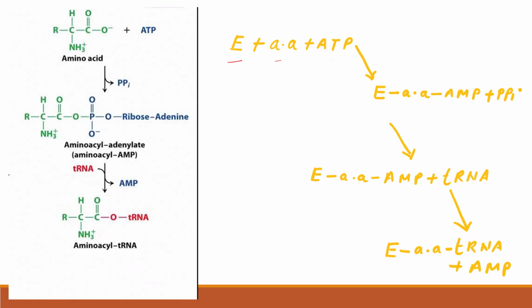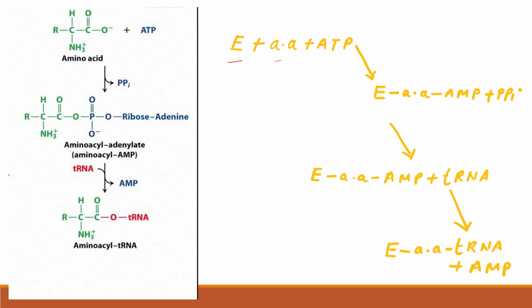So the enzyme has a binding site for the amino acid, and also for ATP. So first, at the active site of the enzyme, the amino acid reacts with ATP, forms aminoacyl AMP, and PPi is released.